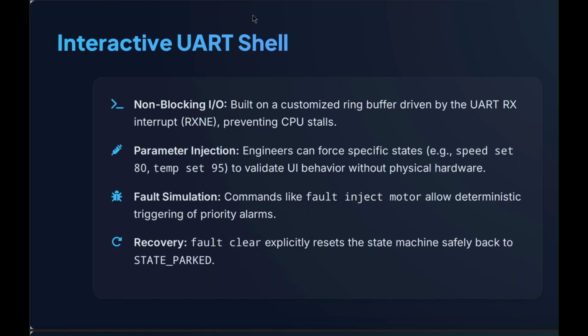We also built a custom interactive UART shell for testing and control. It uses non-blocking input-output built on a customized ring buffer driven by UART RX input, which prevents CPU stalls. This allows engineers to use parameter injection, like forcing the speed to 80 or temperature to 95, to validate UI behavior without needing any physical hardware triggers. You can also run fault simulator commands like fault injection motor to determine the trigger priority of alarms, and then use the fault clear command to safely reset the state machine back to state park.